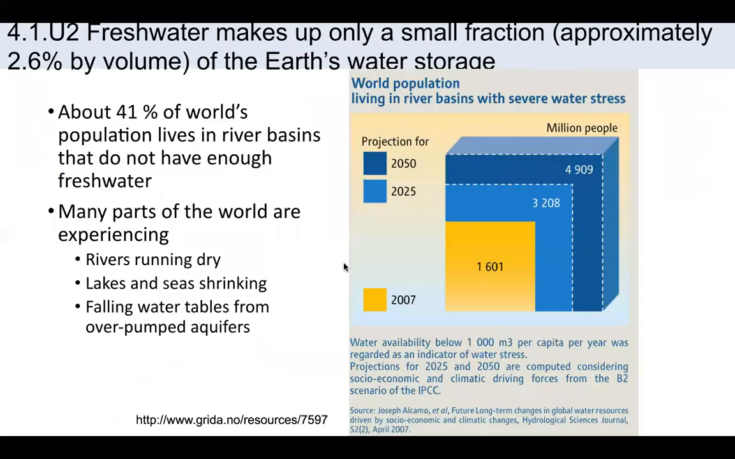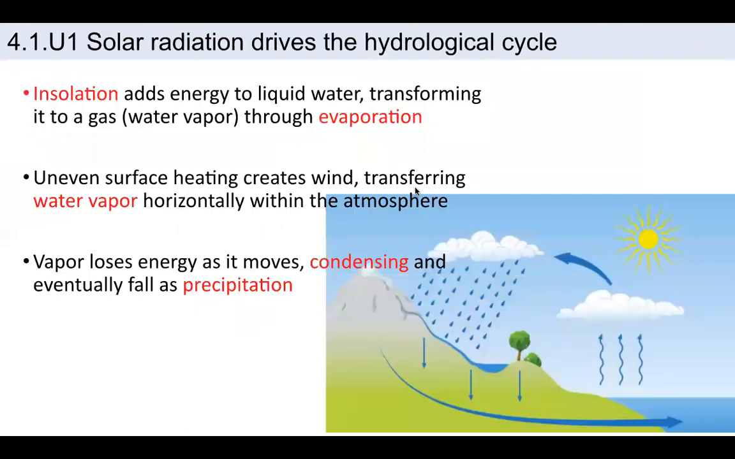And then as we increase with the world's population, that small fraction of Earth's freshwater will become more and more demanded by growing populations. Currently, about 41% of the population lives in river basins that don't have enough fresh water. We live in one of those river basins. The Colorado River is currently going lower and lower. So it's a big concern all over the place.